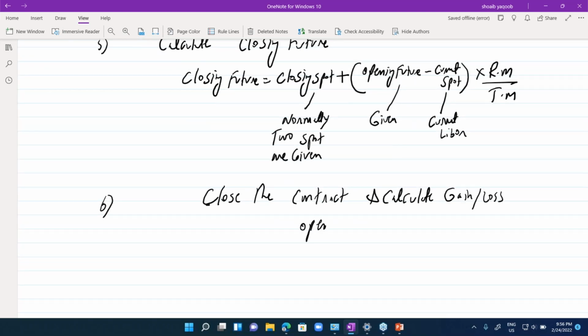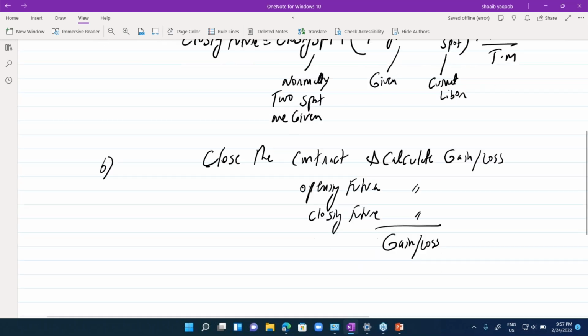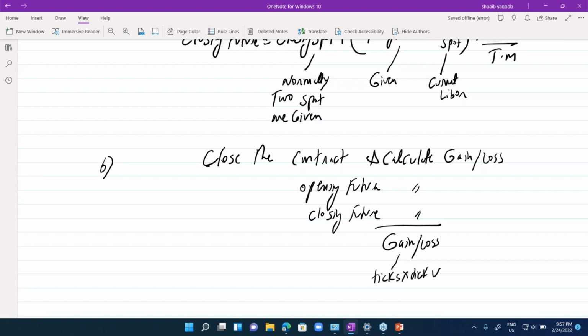Opening future, closing future, gain or loss. And if you are using ticks, the gain or loss will be in ticks, into tick value. There are different ways to solve this. Into tick value, into contracts.